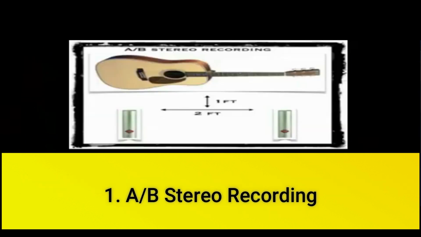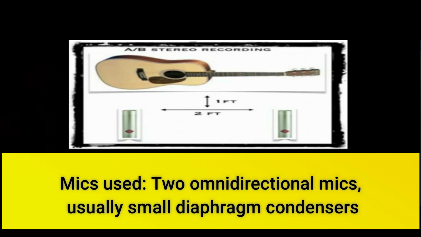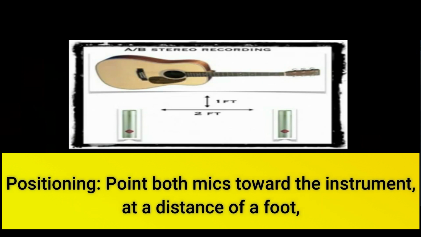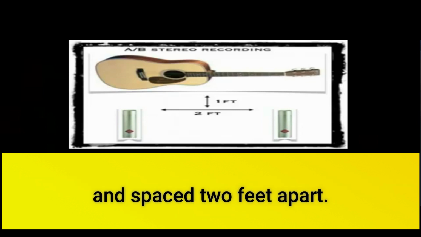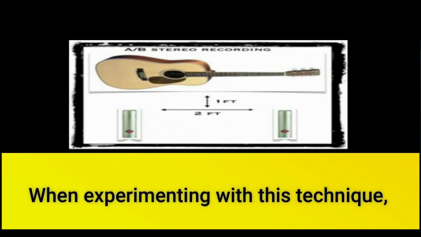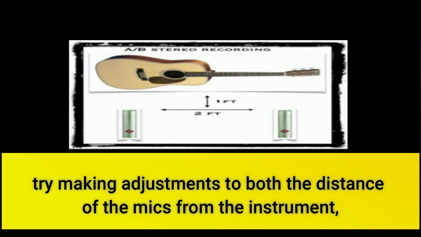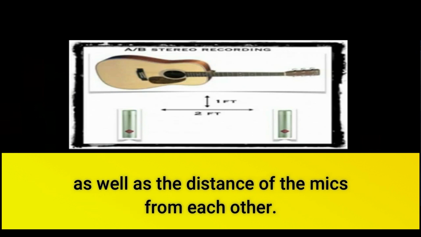Number 1. A-B stereo recording. Mics used. 2 omnidirectional mics, usually small diaphragm condensers. Positioning. Point both mics toward the instrument at a distance of a foot and spaced 2 feet apart. When experimenting with this technique, try making adjustments to both the distance of the mics from the instrument as well as the distance of the mics from each other.